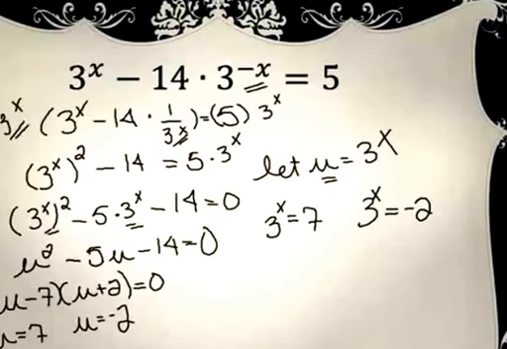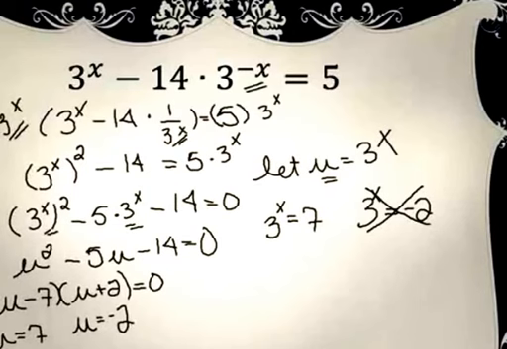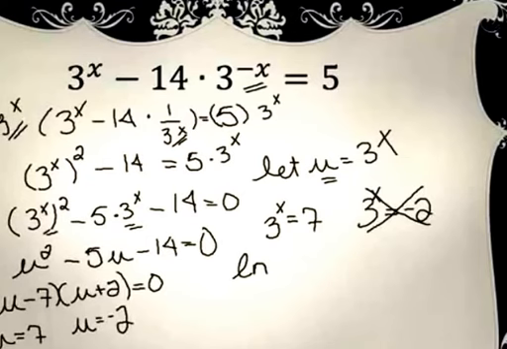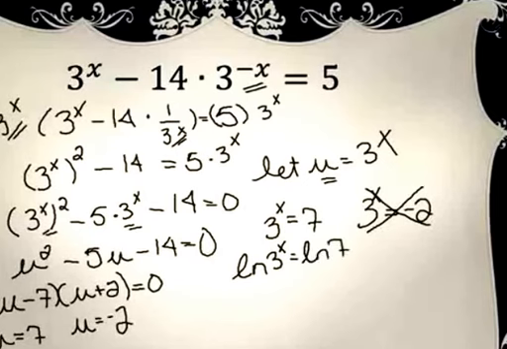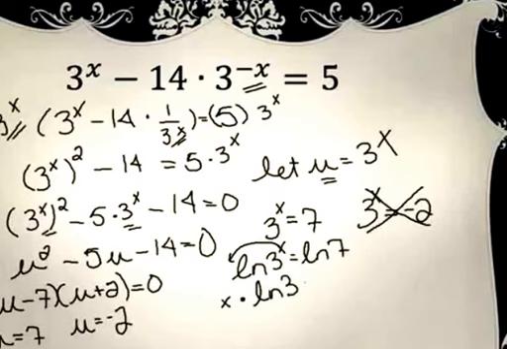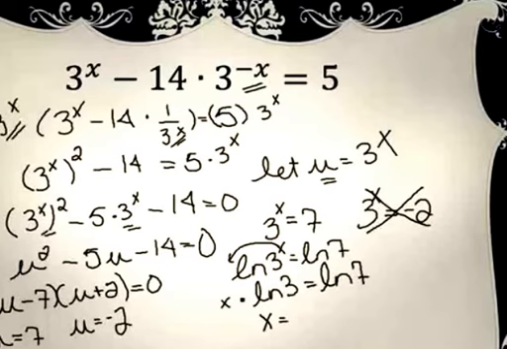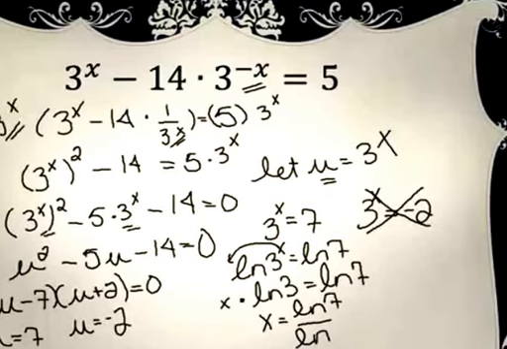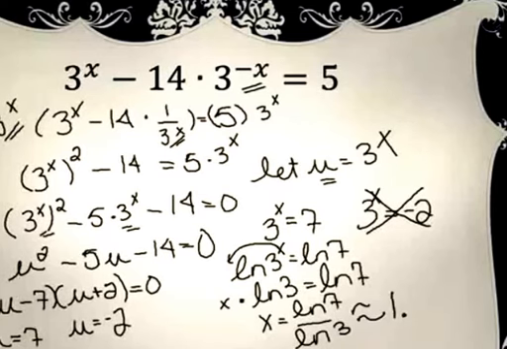Well, we don't have to do this one any farther because we know that that's not going to be a real solution. So the next thing is I'm going to take the natural log of both sides, so I know that the natural log of 3 to the x equals the natural log of 7. This will pop out front, so I have x times the natural log of 3 equals the natural log of 7. So x equals the natural log of 7 over the natural log of 3, which is approximately 1.77.